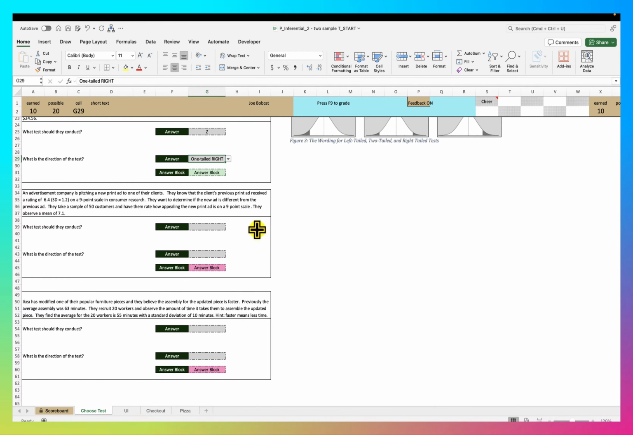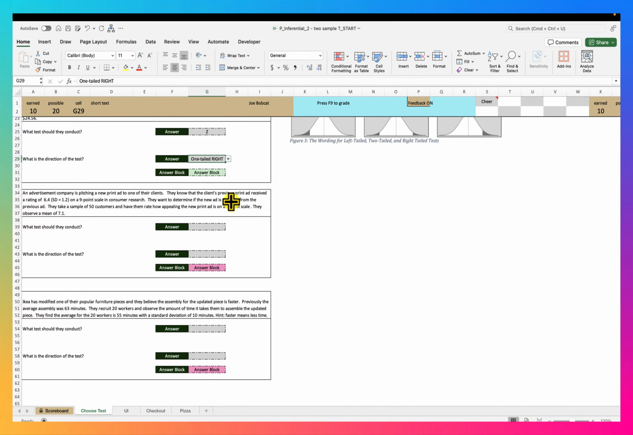An advertisement company is pitching a new print ad to one of their clients. They know that the client's previous print ad received a rating of 6.4 with a standard deviation of 1.2 on a 9-point scale in consumer research. They want to determine if the new ad is different from the previous. They take a sample of 50 and have them rate how appealing the print ad is.